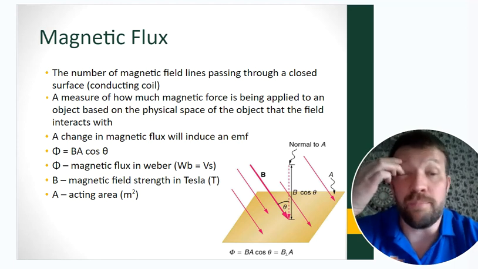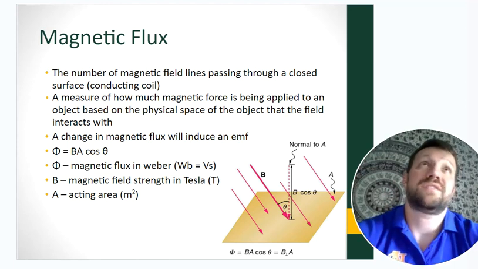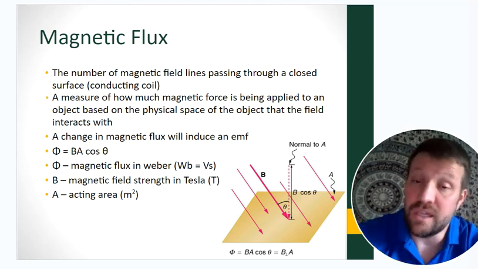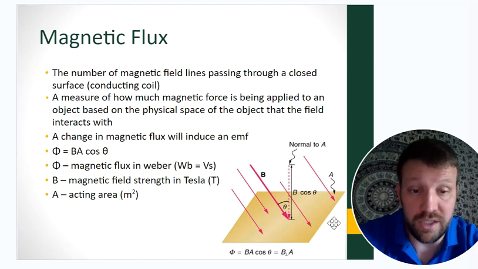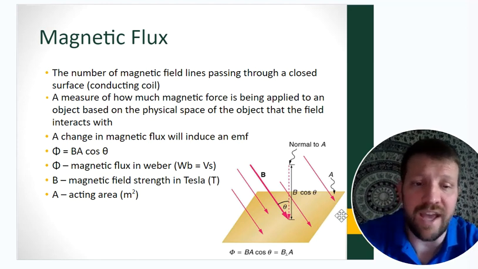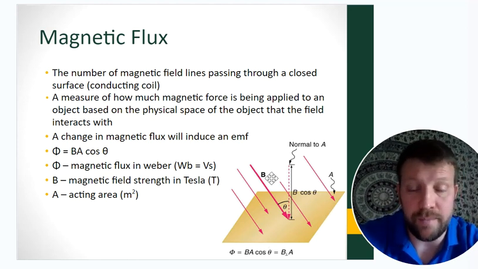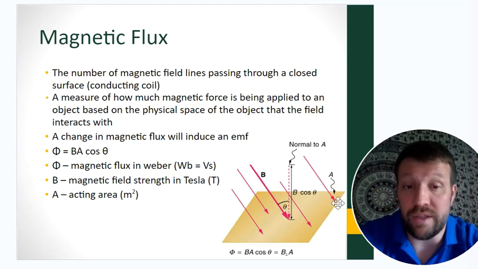Magnetic flux. This is important because this helps us more efficiently do this. So the magnetic flux is the number of the magnetic field lines that pass through a closed surface, some conducting coil. So right here, we've got a surface with some area. There's a magnetic field bombarding this.